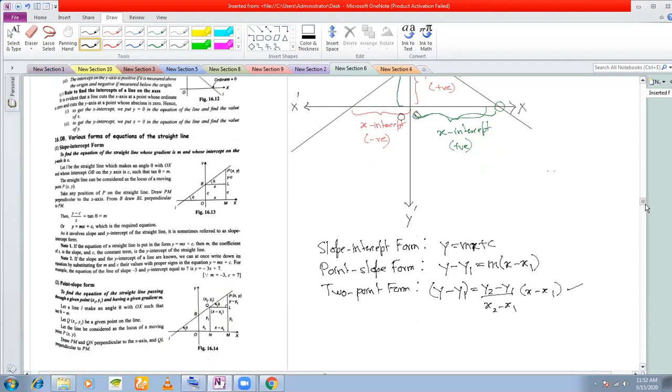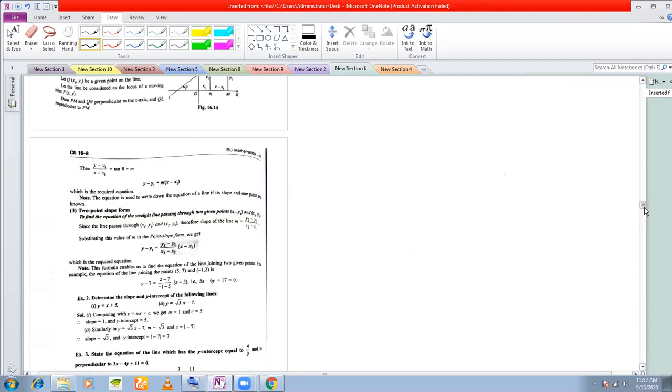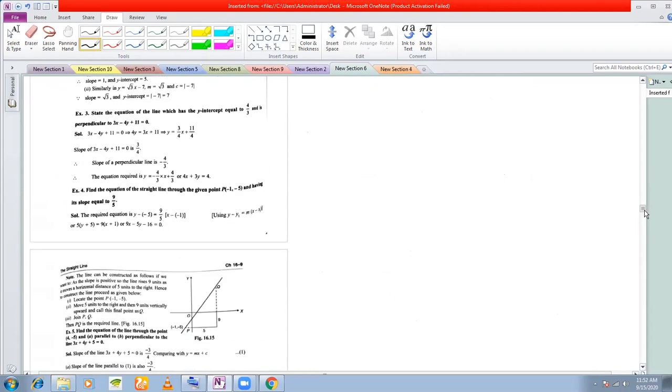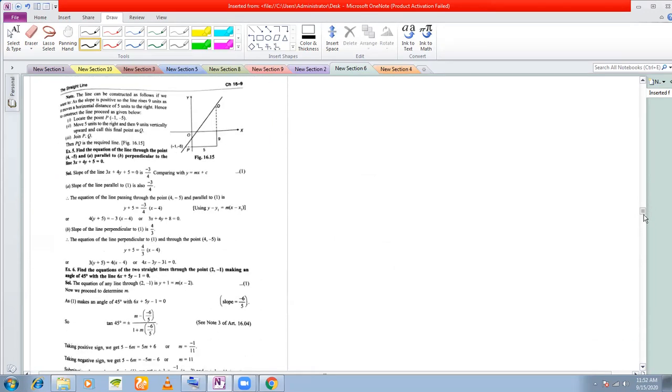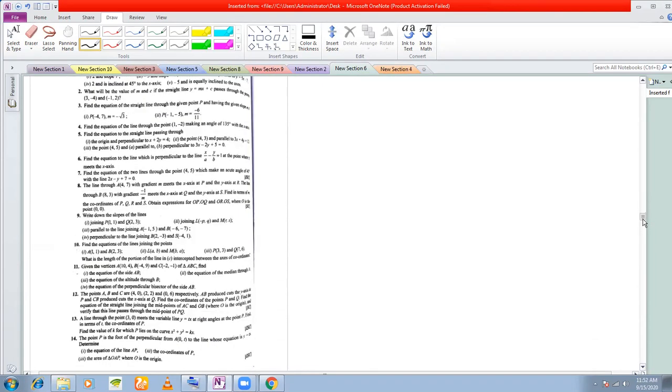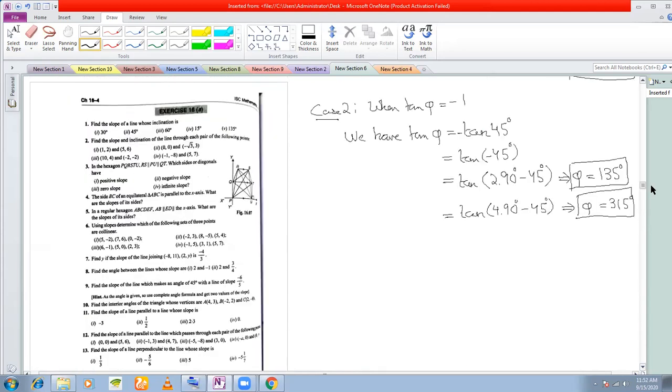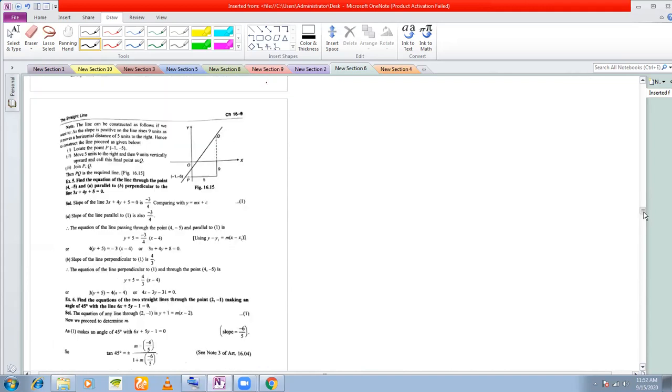I think this exercise is based on this only. This is nothing but revision. Now slope, have I explained slope? Yes, slope I think I have explained.